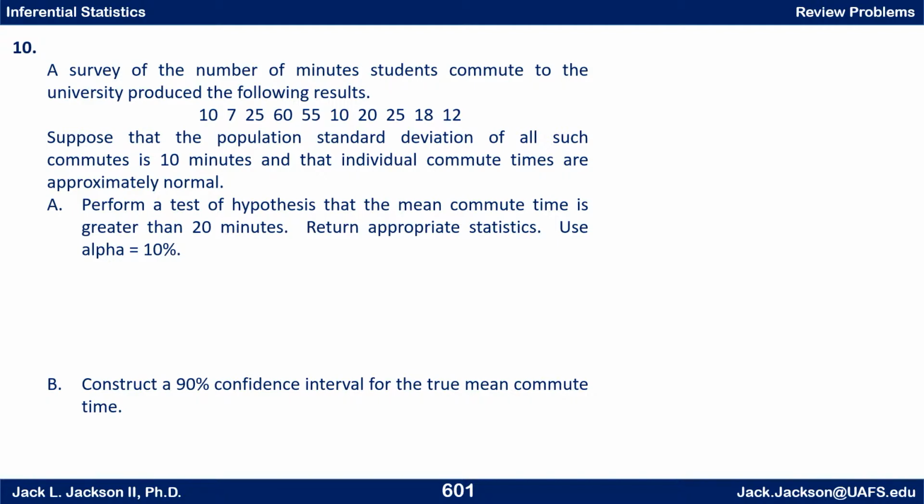Suppose that the population standard deviation of all such commutes is 10 minutes and that the individual commute times are approximately normal. Perform a test of hypothesis that the mean commute time is actually greater than 20 minutes. Return the appropriate statistics. Use alpha equals 10%. Construct a 90% confidence interval for the true mean commute time. Press pause now.